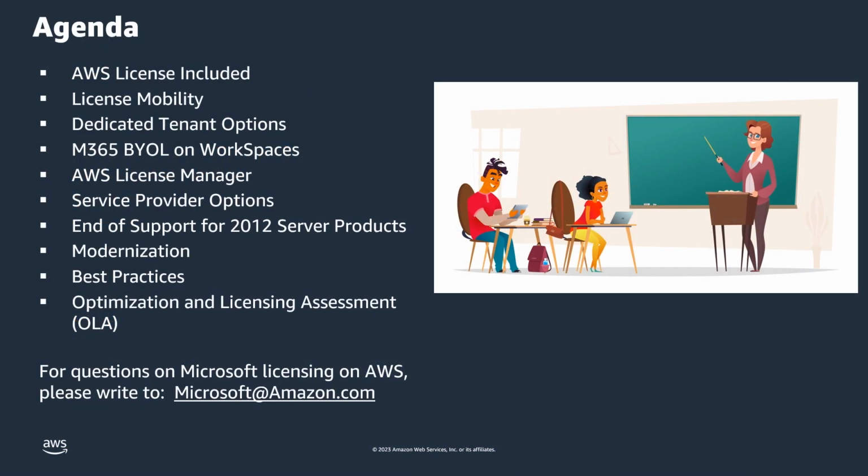Let's take a look at the agenda. We're going to start by talking about AWS License Included, which is the option to purchase instances that include the cost of licensing and the instance cost. Then we'll move to license mobility, which is a Microsoft term for the right to bring certain products covered by software assurance to our shared or dedicated tenant options. Then we'll talk more about dedicated tenant options, followed by an overview of a new option for M365 BYOL on workspaces. Then we'll talk about AWS License Manager, followed by a few points on service provider options.